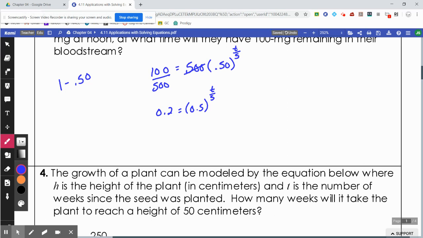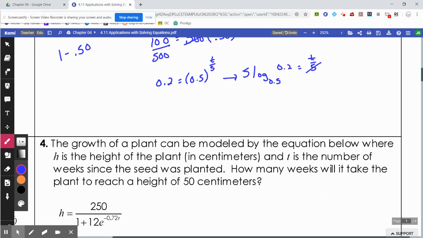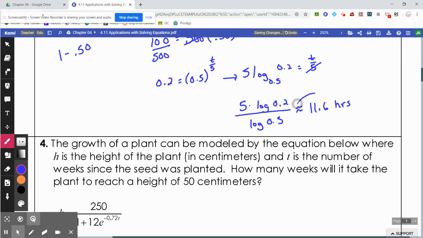Once you do that, we're going to change forms. That's going to change into a log. And again, you can put the 0.2 on the other side if this is confusing. Log base 0.5 of 0.2 is equal to the exponent. And you could go ahead and multiply that by 5 if you'd like to, get it over here. You could raise that to an exponent if you'd like. But we're going to rewrite it as 5 times the log of 0.2 divided by the log of 0.5. I simply used my change of base formula, type that in, and you're going to get about 11.6 hours.